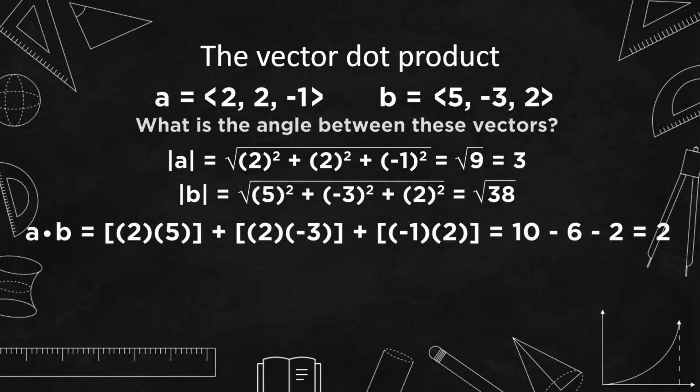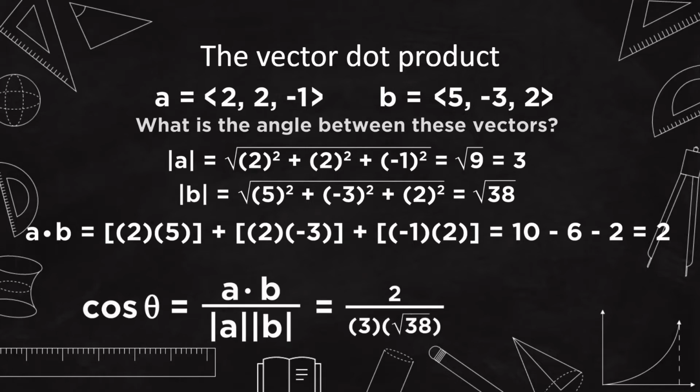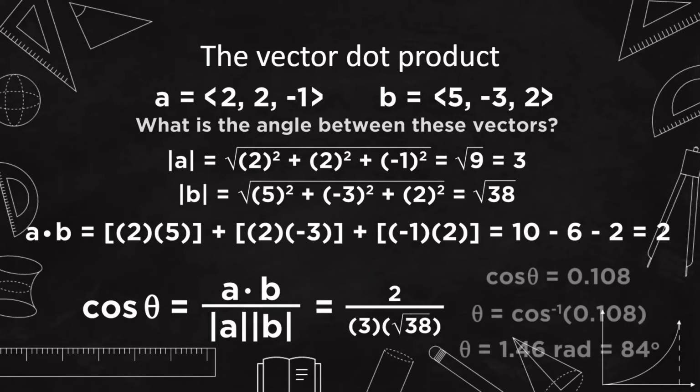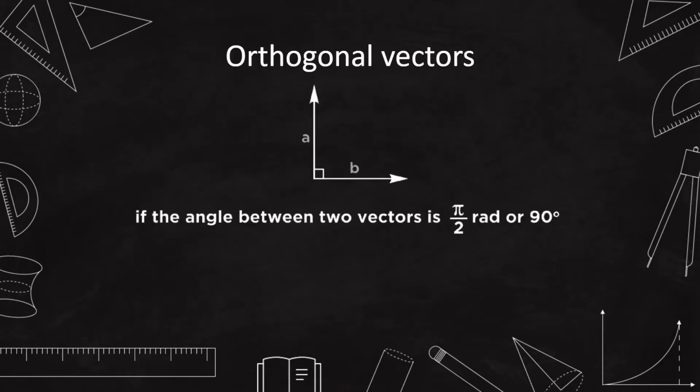Now let's perform the dot product. By multiplying the corresponding components, we get 2 times 5 plus 2 times negative 3 plus negative 1 times 2. That's 10 minus 6 minus 2, or 2. So plugging everything in, we get 2 on the top and then 3 times root 38. That's equal to the cosine of the angle between the vectors. To solve for the angle, we just take the inverse cosine, and since this is a pretty ugly number, we just plug it into the calculator to get a decimal and then press the inverse cosine button. That gives us around 1.46 radians, which is about 84 degrees.